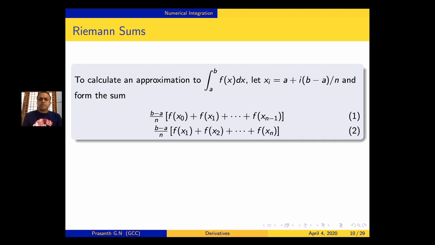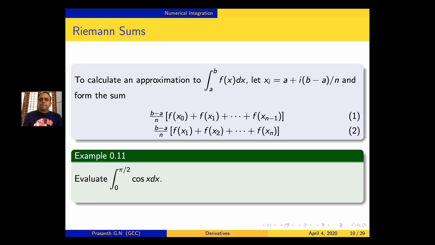Now we will have another problem, some remainders. To calculate an approximation to the integral a to b f of x dx, let xi be equal to a plus i into b minus a divided by n, and form the sum b minus a by n into f of x0 plus f of x1 plus etc. plus f of xn minus 1, or both are the same, b minus a by n into f of x1 plus f of x2 plus etc. plus f of xn.